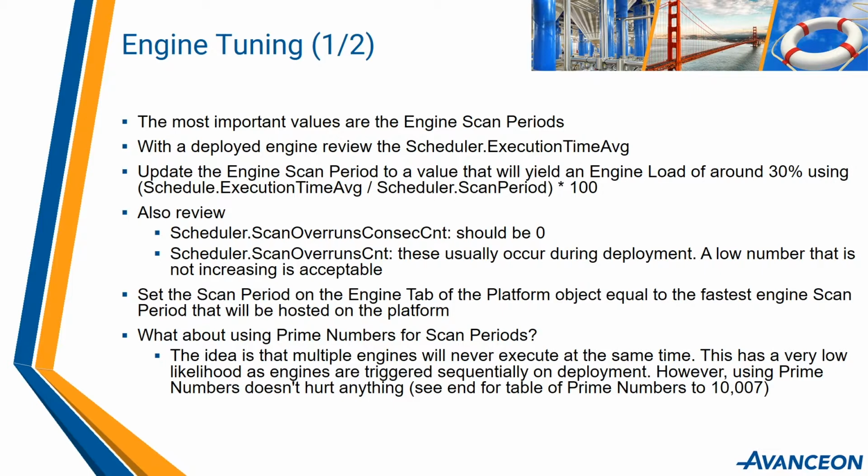Typically, you'll have some overruns during deployment as everything's getting orderly, but once it's stable, it shouldn't increase at all. Just set the scan period on the engine tab of the platform equal to the fastest engine scan period that will be hosted on the platform.